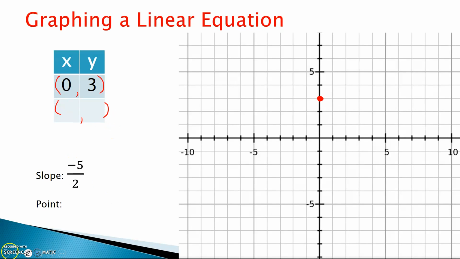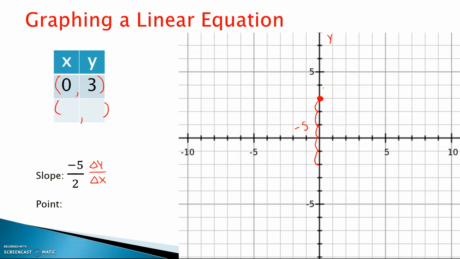Oops, let me go back. They tell me that my slope is negative 5 over 2. Well, this is the change in the y's over the change in the x's. So that means that my y's are decreasing by 5. If I'm on that point I plotted on the y-axis, I have to go down 1, 2, 3, 4, 5, because that was a minus 5 on the y's.